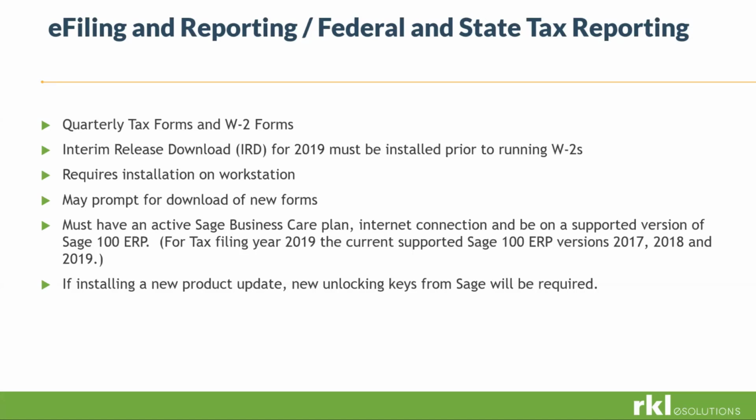It may prompt you for the download of new forms, and you can choose automatic update or you can choose download update, as we saw under the 1099 information. It is necessary that you have an active Sage Business Care plan, an internet connection, and be on one of the supported versions.